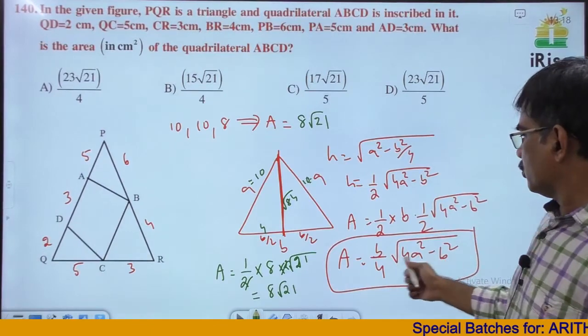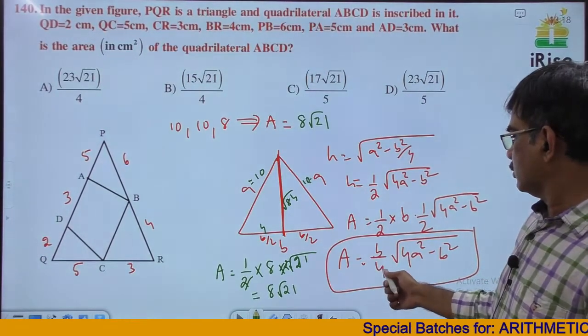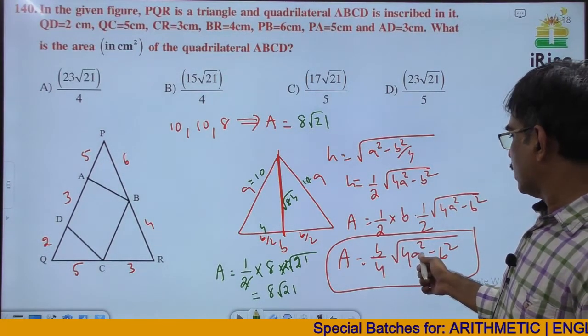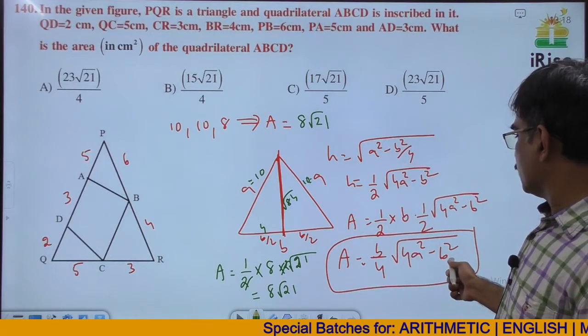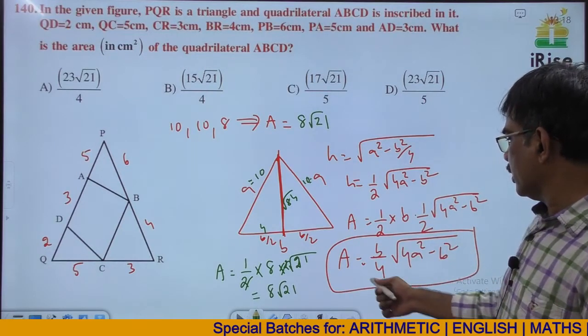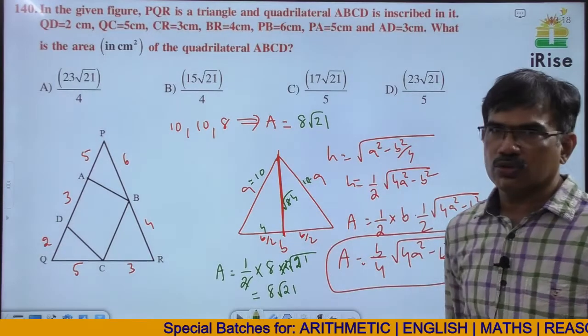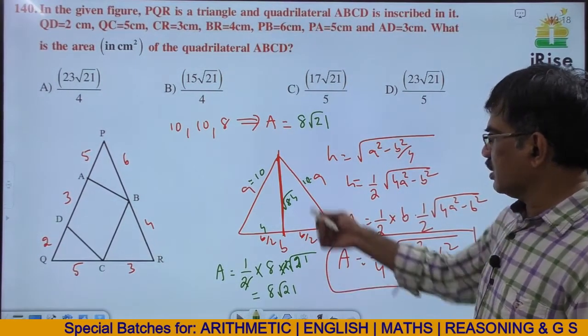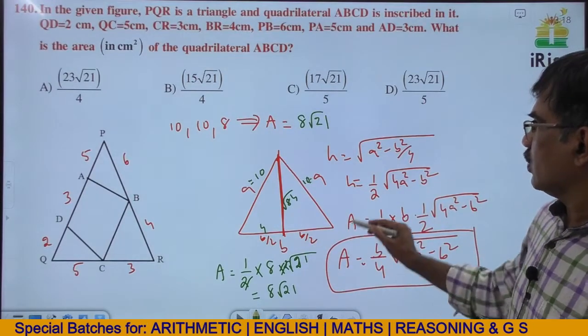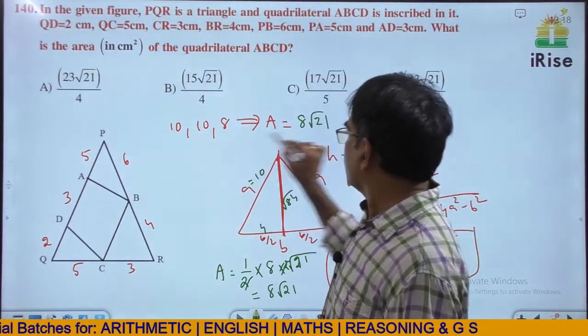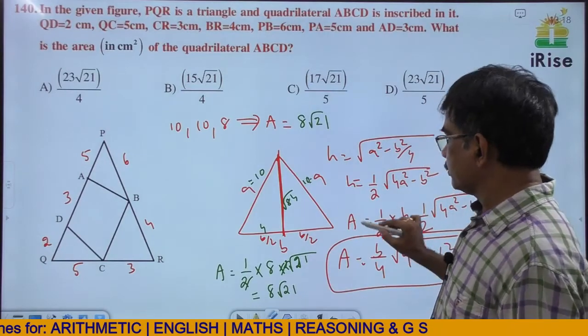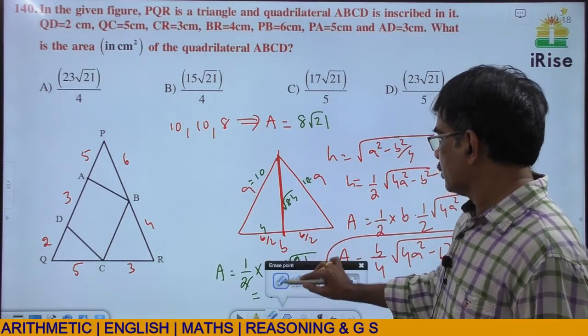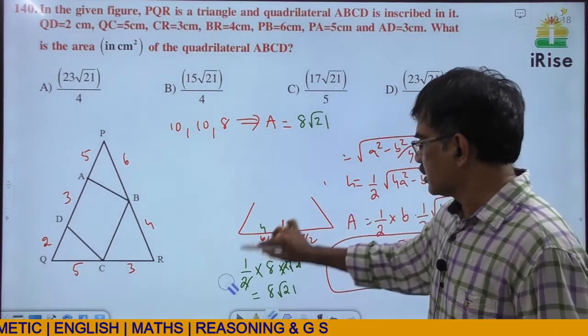Otherwise, substitute in this: 8 by 4 under root of 4 into A square 100, 400 minus B square 64. We get the answer as 8 root 21. B by 4 under root of 4A square minus B square is used like this. So we get the total area is 8 root 21. Next.